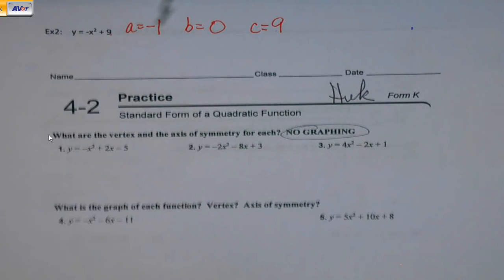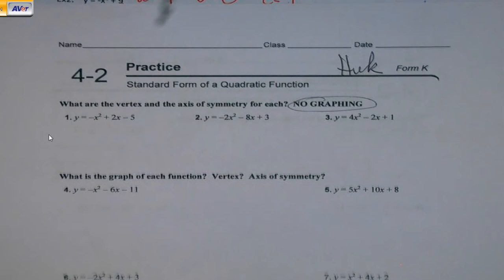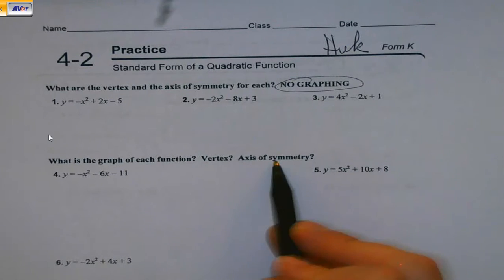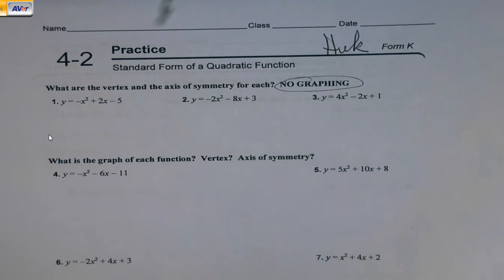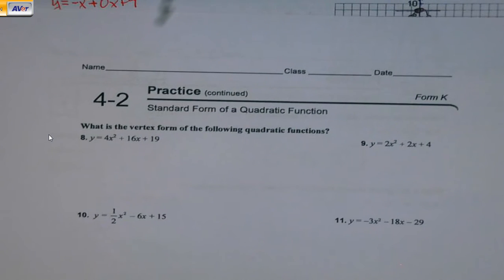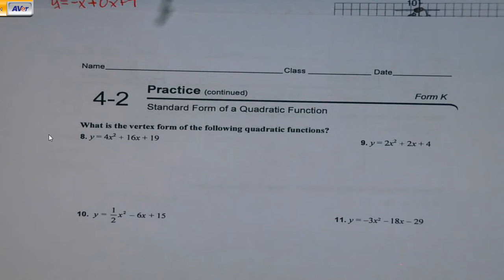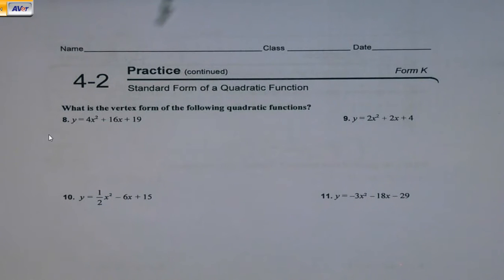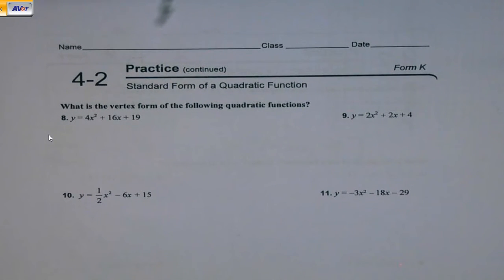For 4 through 7, you got a sheet of graph paper up in your piles. Graph them. Find the vertex. Find the axis of symmetry. So just kind of keep it simple. Now when we get to the back, you're like, whoa, what is this craziness? Okay, what's the vertex form of the following quadratic functions? Okay, now this could send us down a little bit different of a road.